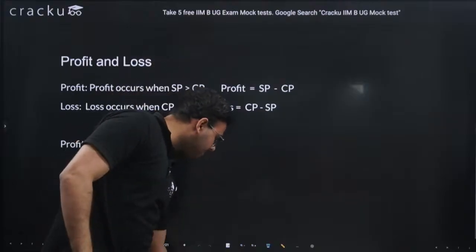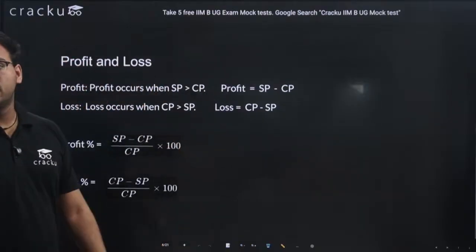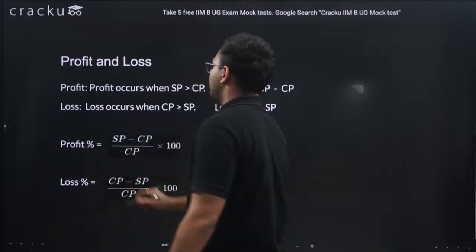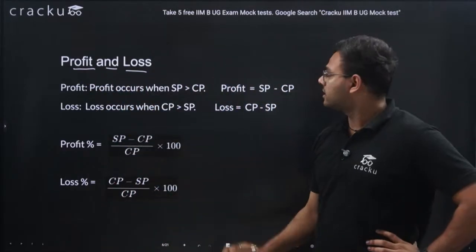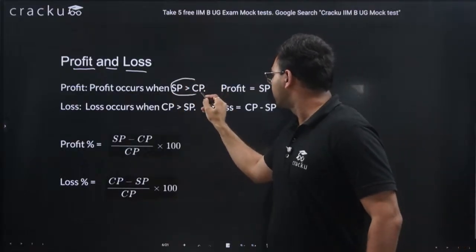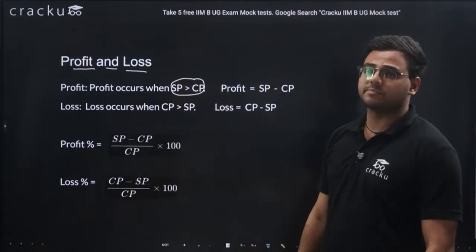Now we have another important concept in this topic, which is profit and loss. So what is profit? Profit occurs when the selling price of the item is greater than the cost price of the item.